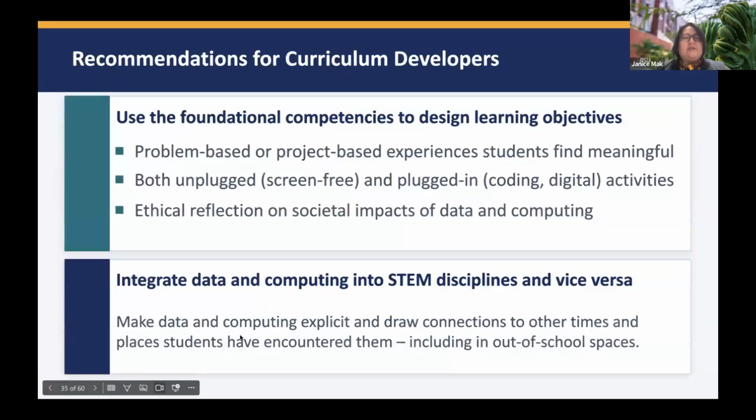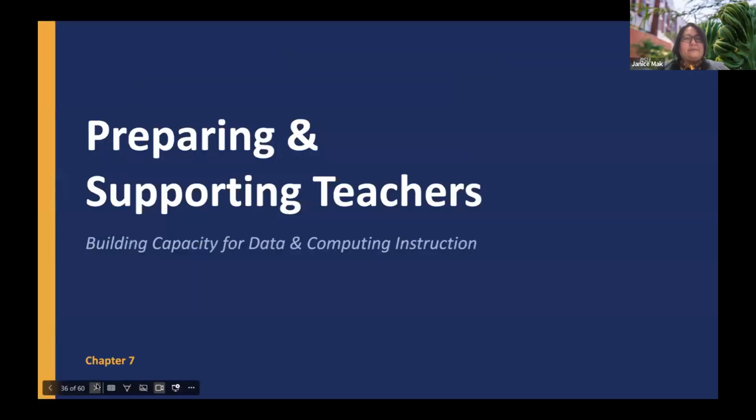So we can use the foundational competencies to design learning objectives. We can center around problem-based or project-based experiences that students find meaningful. Then we are integrating what we know about learning, but also the foundational competencies. We talked about the ethical reflection, and that hits on the technology and society. Thinking about the plugged and unplugged, integrating that. And then making those connections to out-of-school spaces as well, strengthening what we know about how students learn best and how they find things most meaningful.